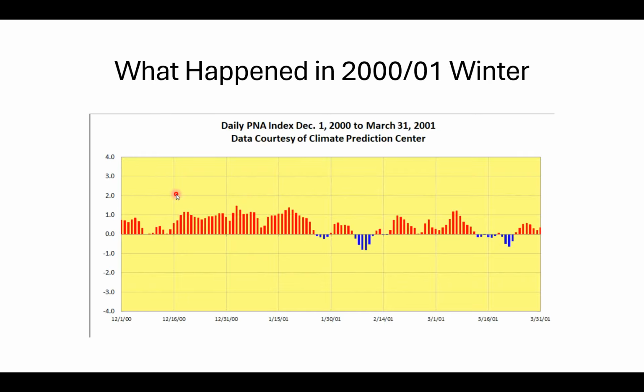Looking at the PNA, the Pacific North American pattern, look at how strongly positive things were really from mid-December right on just beyond mid-January. We had a pretty persistent positive PNA from mid-December past mid-January before things kind of transition back and forth between positive and negative in early February. But it was a December and January predominantly influenced by a positive PNA in the winter of 2001.